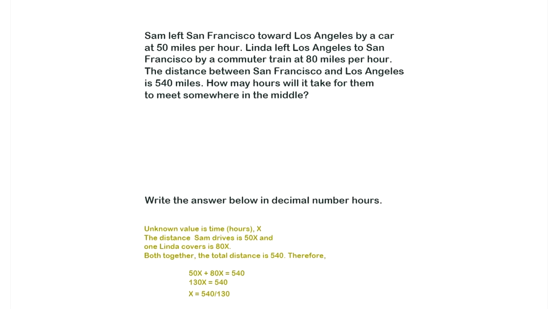Sam left San Francisco toward Los Angeles by a car at 50 miles per hour. Linda left Los Angeles to San Francisco by a commuter train at 80 miles per hour. The distance between San Francisco and Los Angeles is 540 miles. How many hours will it take for them to meet somewhere in the middle? So this is a chasing problem, right? Simultaneous linear equations.